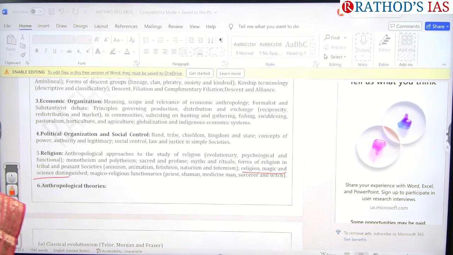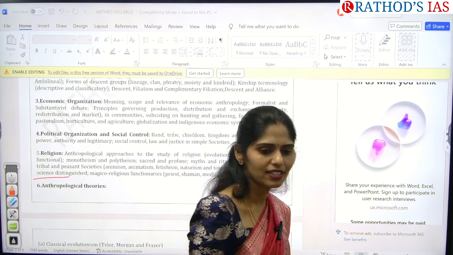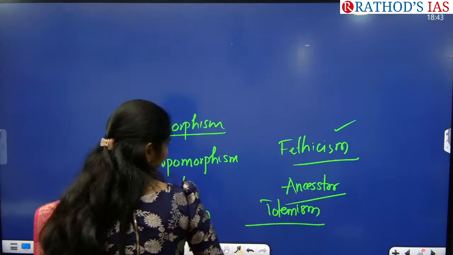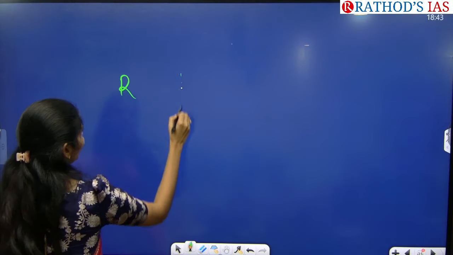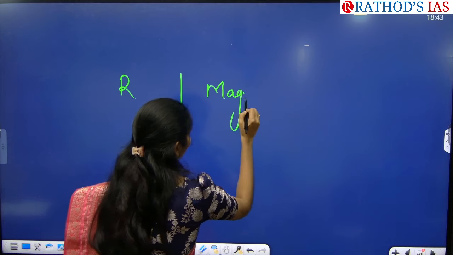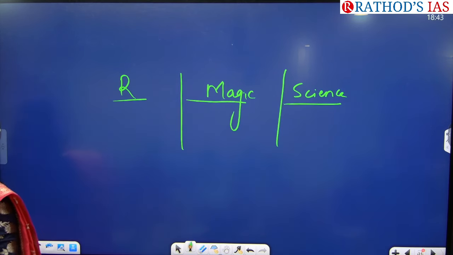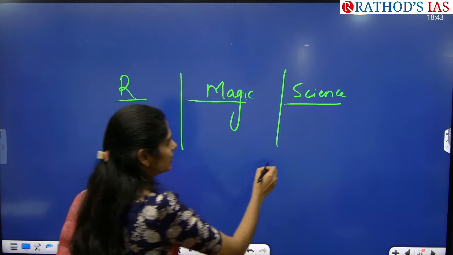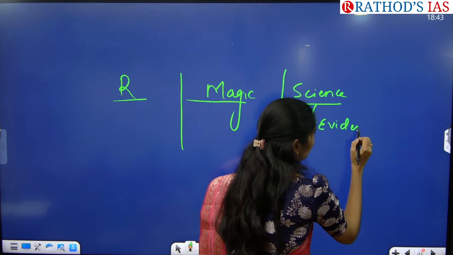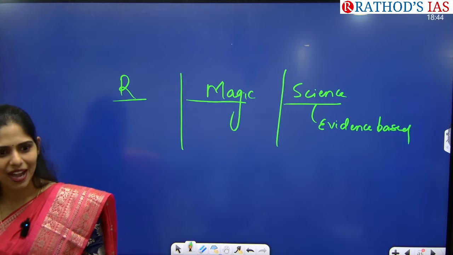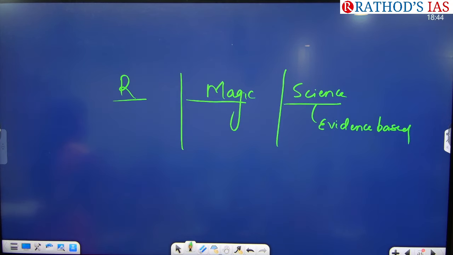And see here, religion, magic and science. Can anyone tell me the difference between these three words? Religion, magic and science. So what is the difference? Okay, science is proved, it is evidence based. Okay, next. So what is magic? Baba. So what will Baba do? Lemon cut, blood will come.